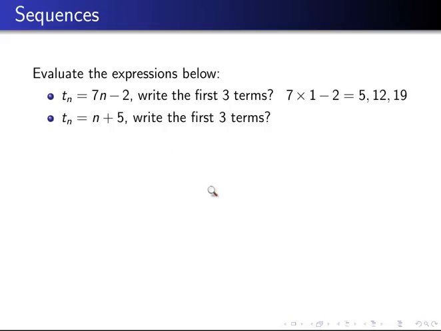The next question is the same thing. So Tn is n plus 5. When n is equal to 1, that's 1 plus 5, which is equal to 6. Since Tn is equal to n plus 5, when n increases by 1, this expression increases by 1. So to get to the next number, we just add 1, we just add 1, and we just add 1 to get the fourth term.